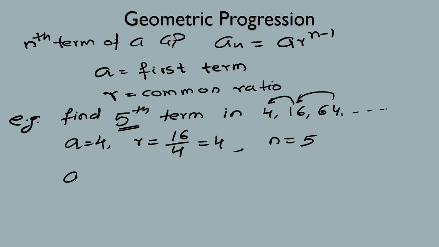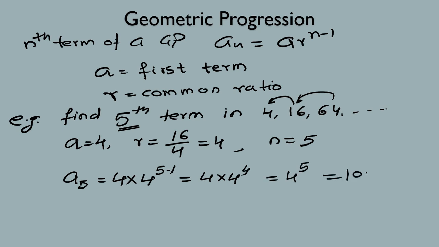So now we can put the formula here. A5 is equal to a times r to the power n minus 1, meaning 4 times 4 to the power 4, which is 4 raised to the power 5. I think it will be 1024. Just check with the calculation. Okay, like this you can find the nth term of a GP.